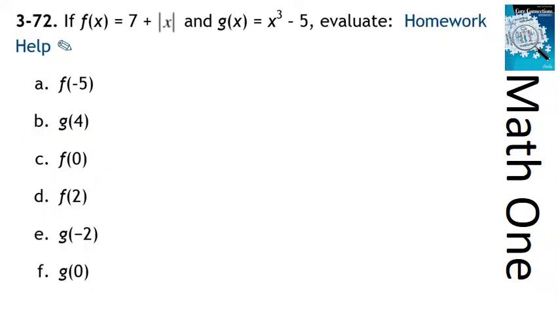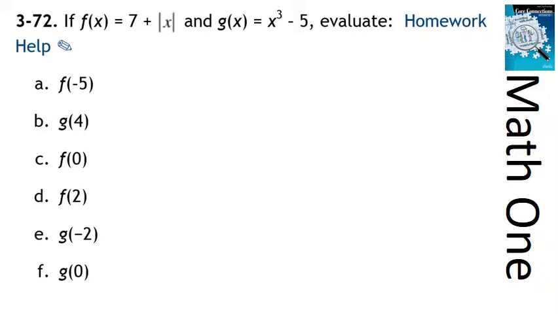So our final question of the evening has two functions. One of them is f of x equals 7 plus the absolute value of x. And the other one is x to the third power minus 5, and that's called g of x. So one of them, we cube a number, and then we subtract 5. It asks us to evaluate several different input values. So let's go ahead and start with the first one here.